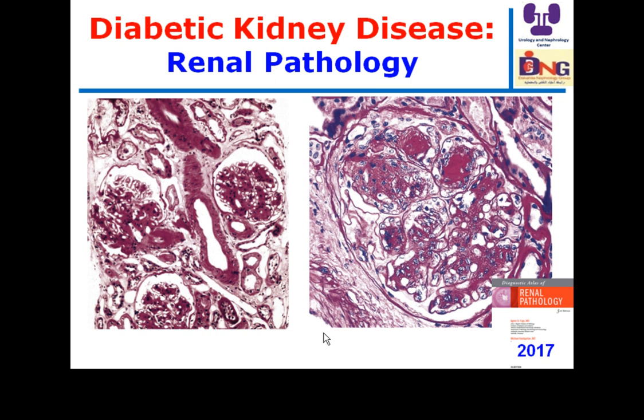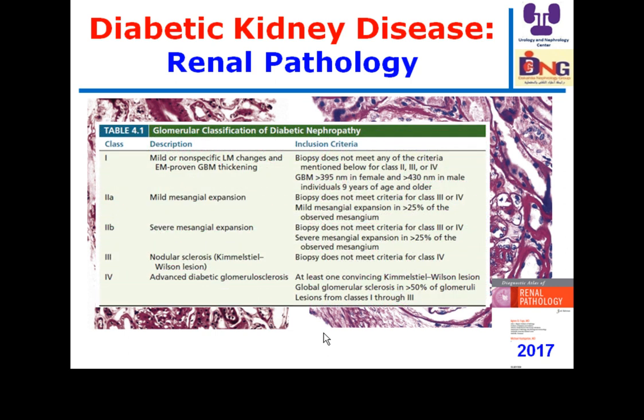I have a question here. Is nodular sclerosis specific for diabetes? The answer is no, because we have a long list of differential diagnoses of nodular sclerosis, up to smoking and hypertension. So the more specific finding for diabetic nephropathy is hyalinosis of the vessels, and this is the classification of diabetic nephropathy.